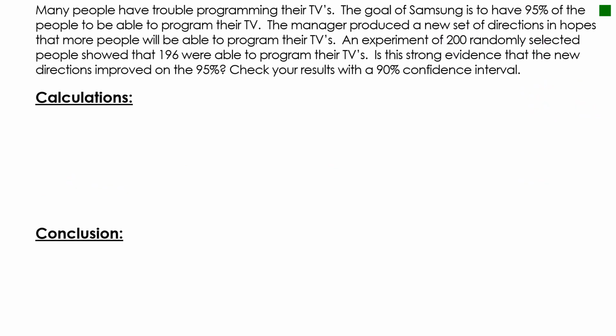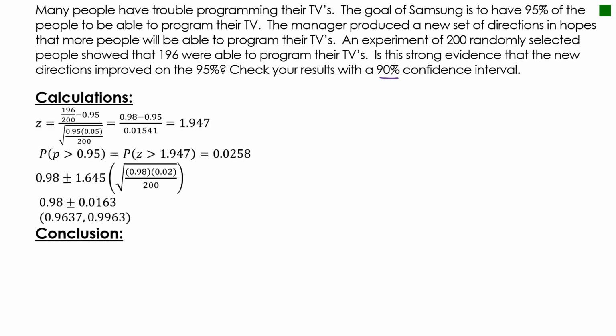Now let's look at the calculations. I need to do a test, and the test means z-score, p-value, and then I need to do a 90% interval to verify my results. So my z-score is my observed. My observed is 196 out of 200, or just go straight to 0.98 is just fine by me. A lot of times I'll see students put p hat equals 196 out of 200 equals 0.98 before they get to the z-score, just so we know that we're dealing with 0.98.